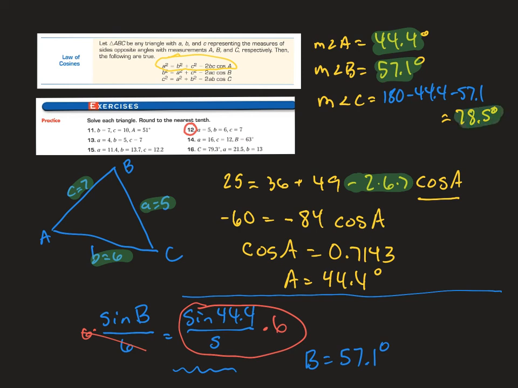In this example, we started by using the law of cosines to get one of the angles. We started using the law of cosines, but then I shifted to the law of sines to get the second angle. And of course, we use subtraction to get the third angle.